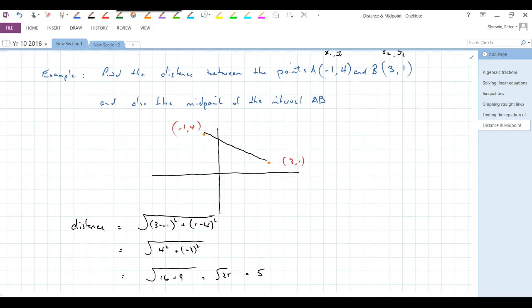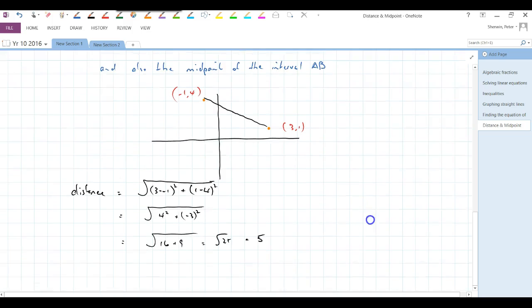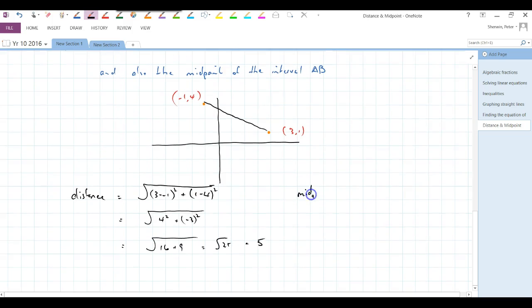Just be careful with your arithmetic here, double negatives, that sort of thing. Remember, whenever you square a negative, you're going to end up with a positive. So we're always going to end up with 2 positive numbers here, and we take the square root. In this case, we have 5. If this is not a square number, if it's a square root of 20 or a square root of 15, we just leave it like that. So that's the distance.